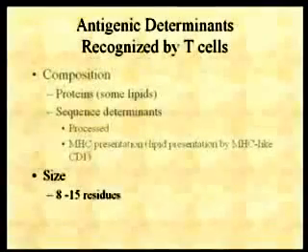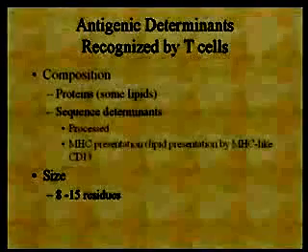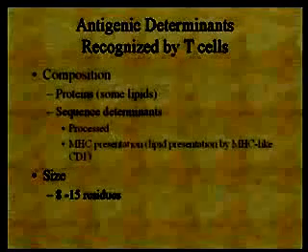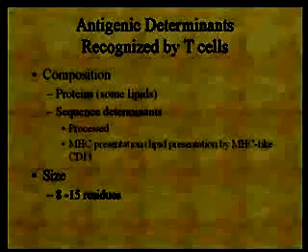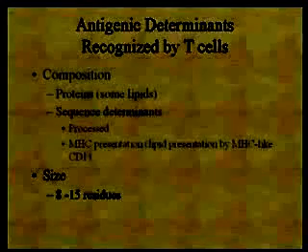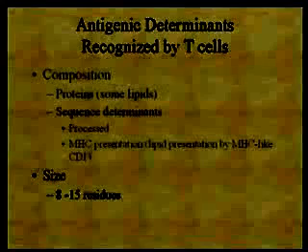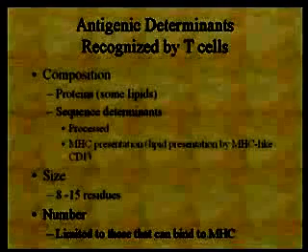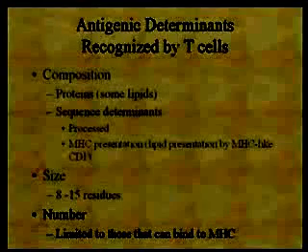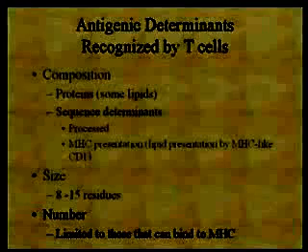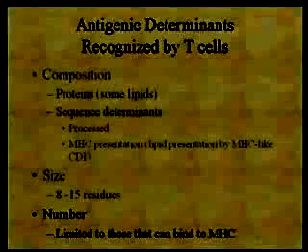As far as the size is concerned, again, you don't have to memorize numbers, but T cell epitopes are a little bit larger than the B cell epitopes. They're in the range of about 8 to 15 residues. And again, although you would predict that there should be a lot, there's a more limited number than you would certainly predict from the size of an epitope only being 8 to 15.